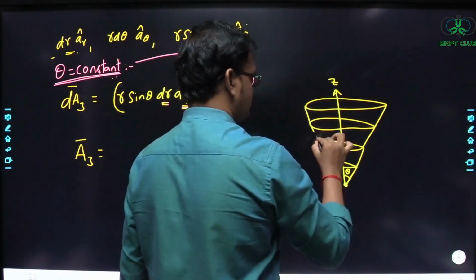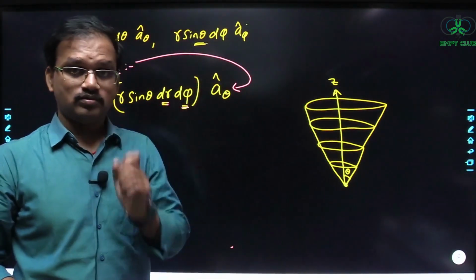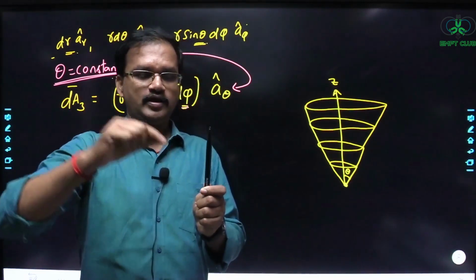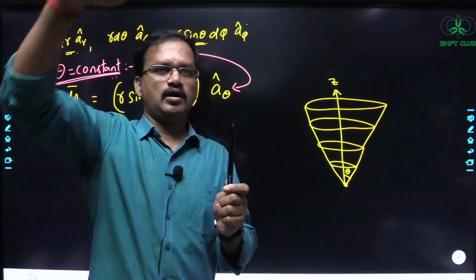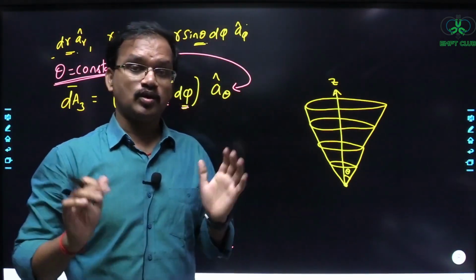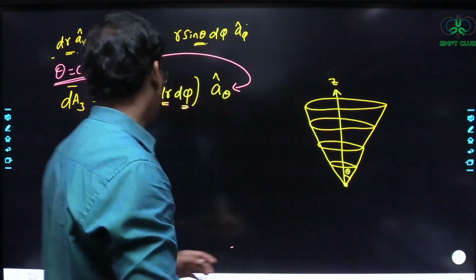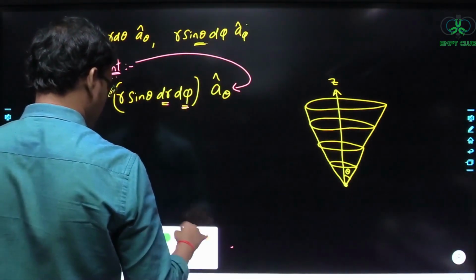Okay. So if you do this, what are you going to get? You are going to get the surface of a cone. So if you vary r and phi, what are you going to get? You are going to get the surface area of a cone, right? Okay, so mathematically let us check whether we are getting that or not.